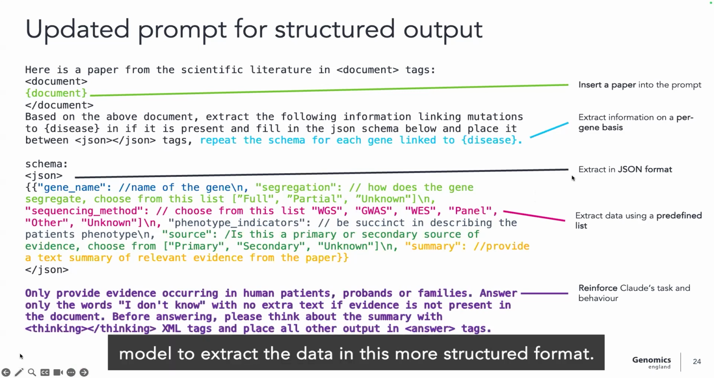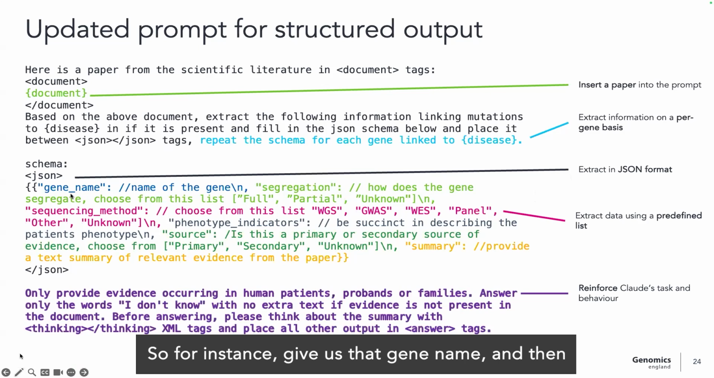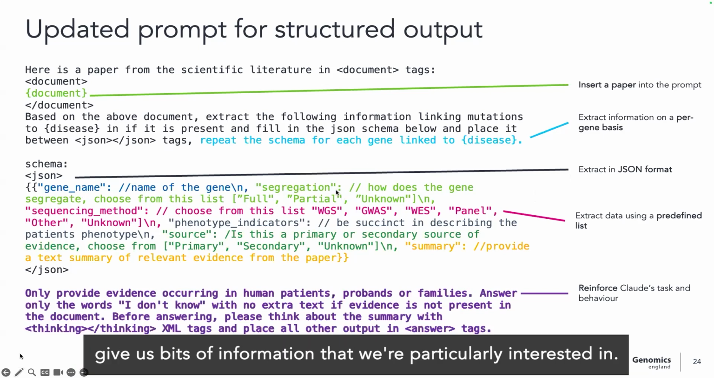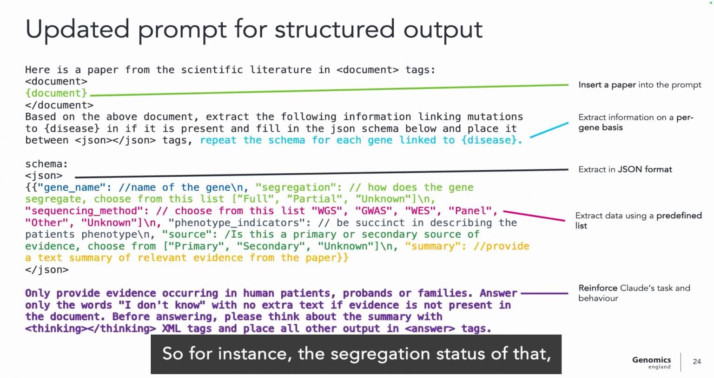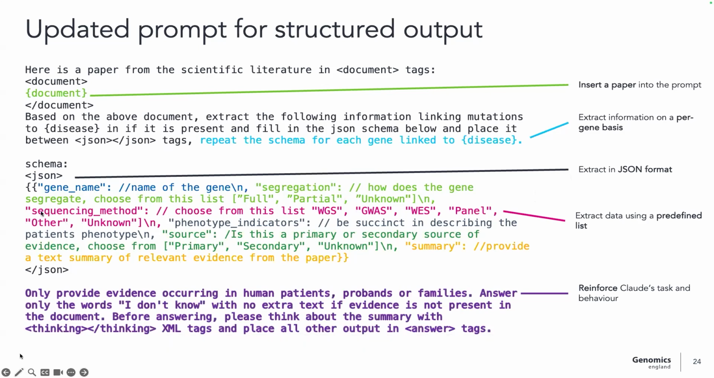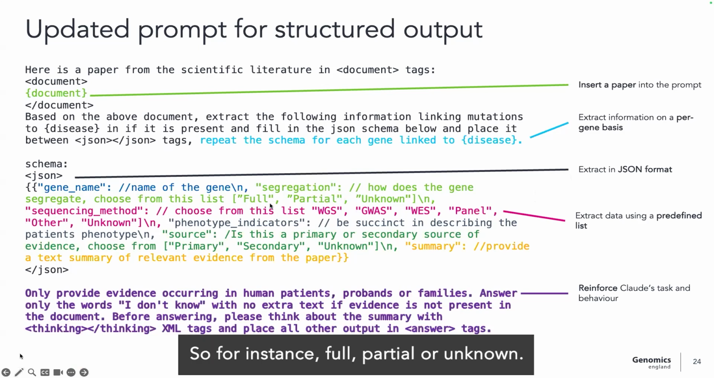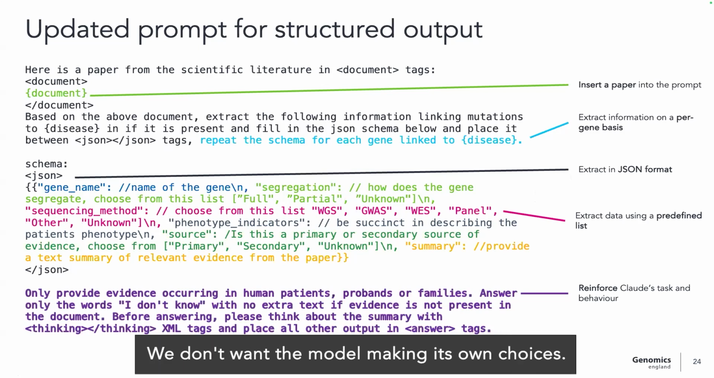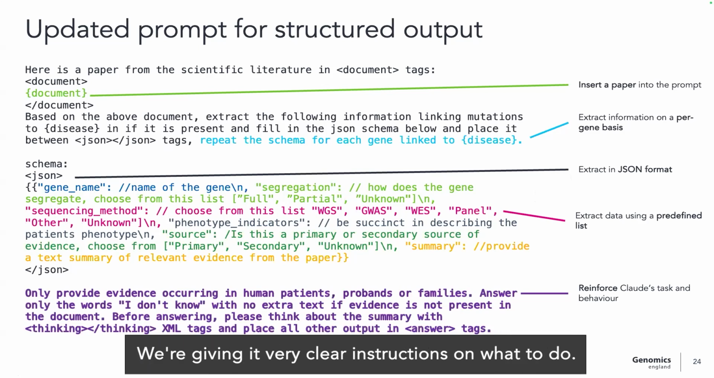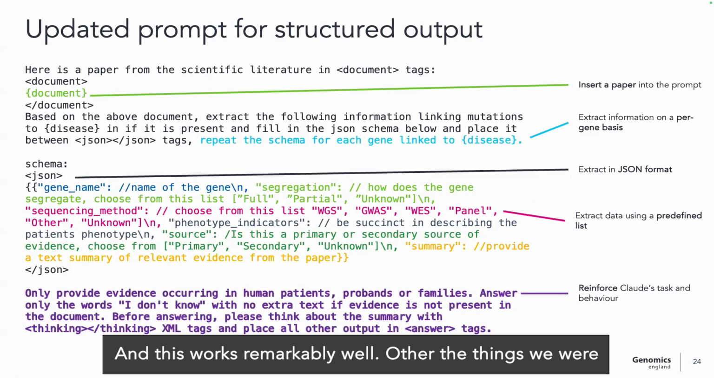And then we're asking the model to extract the data in this more structured format. So for instance, give us that gene name, and then give us bits of information that we're particularly interested in. So for instance, the segregation status of that gene disease association, and pull it from a list of values. So for instance, full, partial, or unknown. We don't want any messiness. We don't want the model making its own choices. We're giving it very clear instructions on what to do, and this works remarkably well.